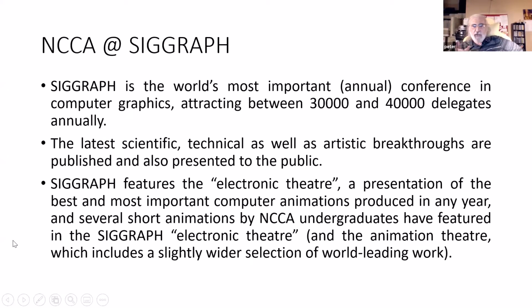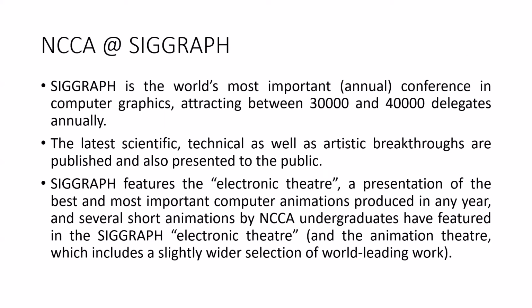Well, one thing you should mention is that getting an animation piece on the electronic theater is like being a finalist in the Oscars, because it's very, very hard to get an animation in there. There are usually 2,000-3,000 animations entering the competition, and they select about 24 or something like that. Yes, it's usually 24. And quite a lot of the short animated films in the electronic theater are also on the Oscars shortlist.